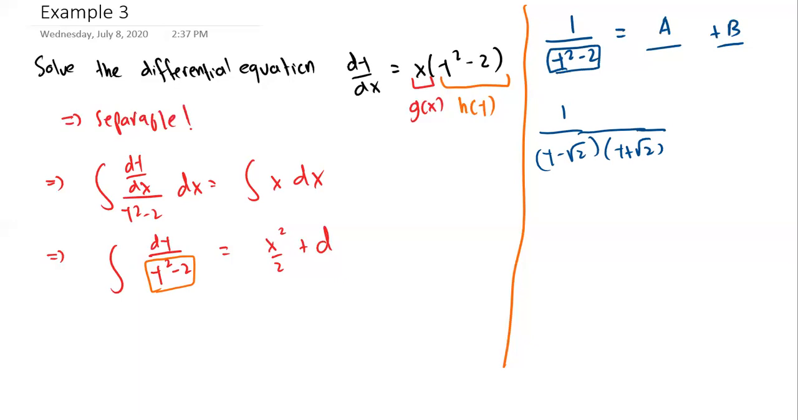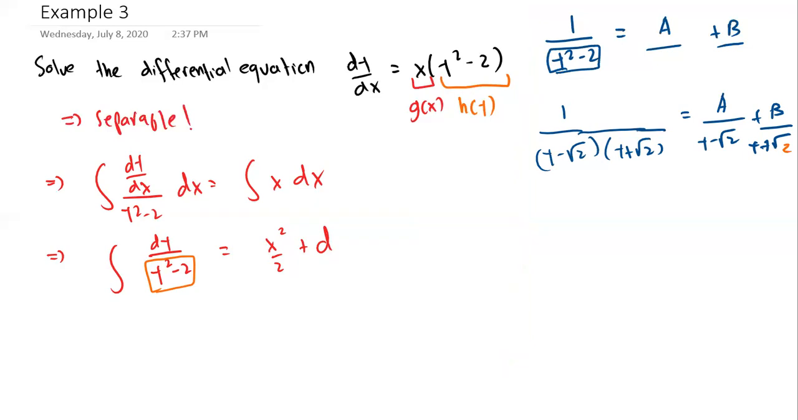Okay. So we want to write this somehow as A over y minus square root of 2 plus B over y plus square root of 2. Right, so that's the goal. We want both of these things to be equal. Actually, let me give myself some more space here. We want these things to be equal, so let's just make them equal. Let's multiply this right-hand side out and set it equal to the left-hand side.